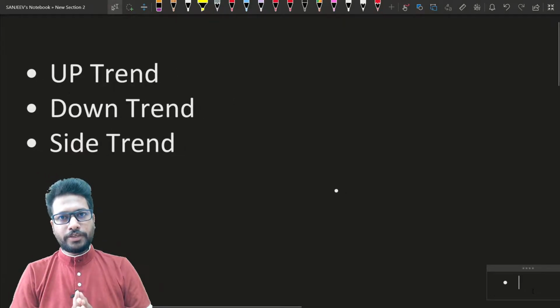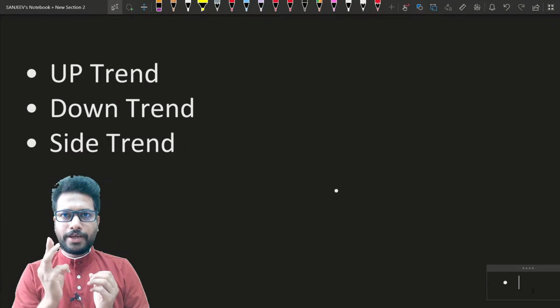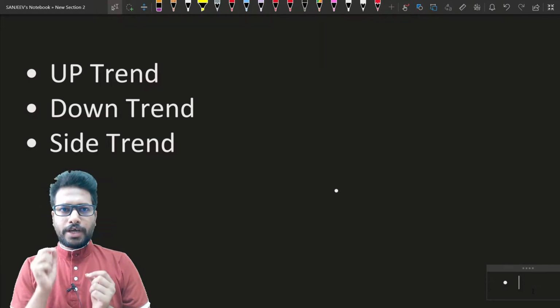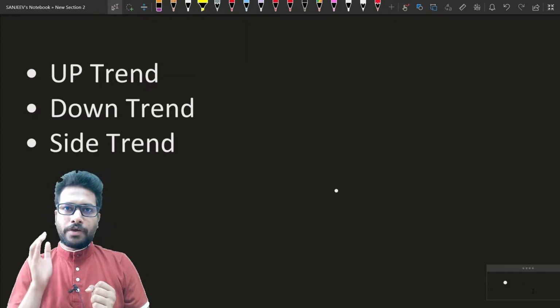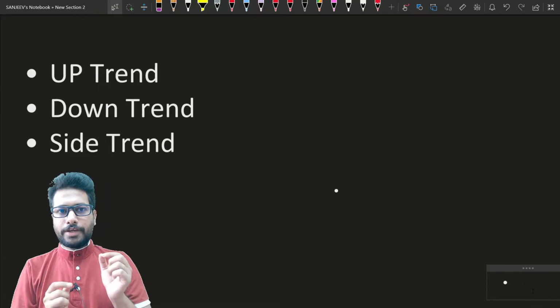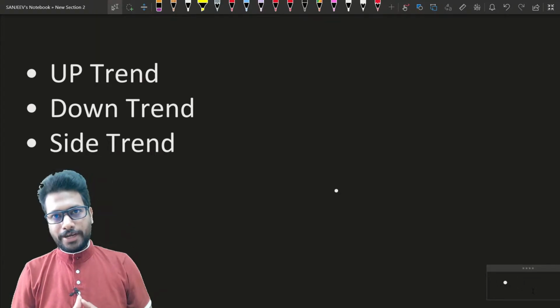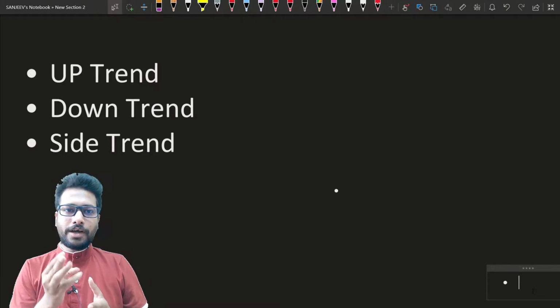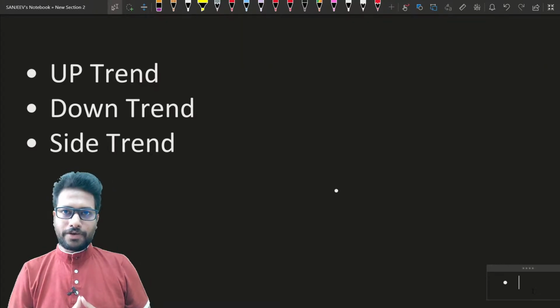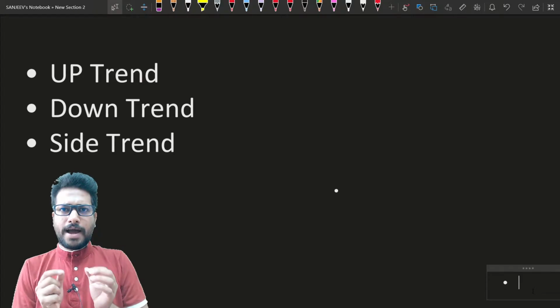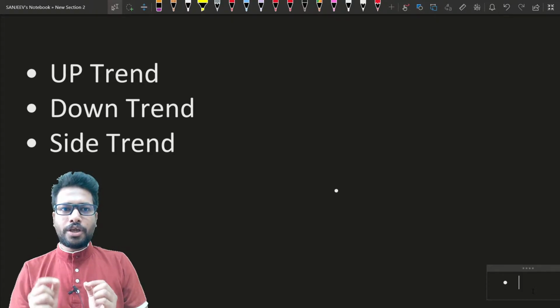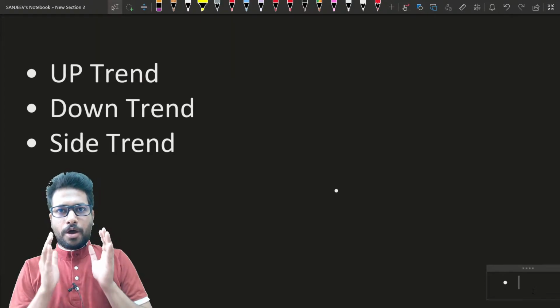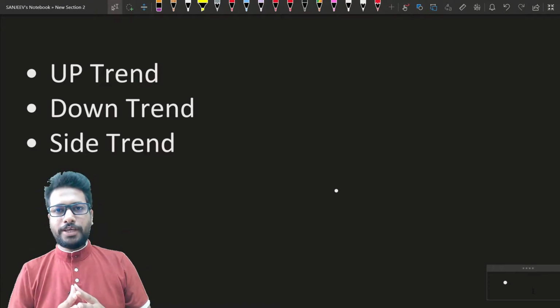In financial markets, there are three kinds of trends. One is uptrend, when the market is rising, rising, rising. There is another which is known as downtrend, when the market keeps on falling. And there is a third trend which is known as sideways trend, in which case the market is neither rising nor falling. It's in a particular stagnant stage.